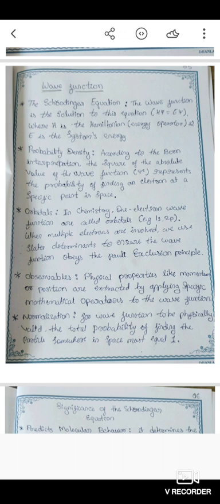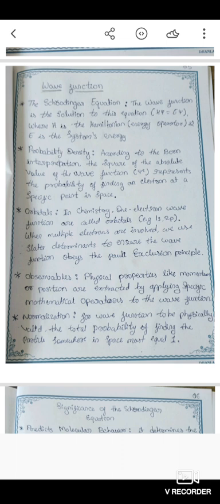Next one is probability density. According to Born, the square of the absolute value of the wave function represents the probability of finding the electron at a specific point in the shape of orbitals. In chemistry, one-electron wave functions we call orbitals. When multiple electrons are involved, we use Slater determinants to ensure the wave function obeys Pauli's exclusion principle.